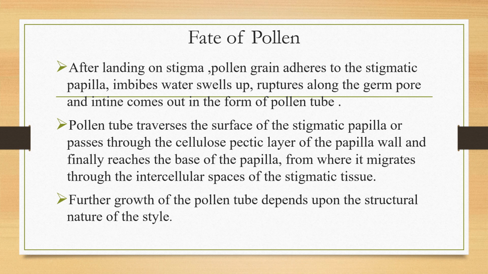After landing on the stigmatic surface, the pollen grain adheres to the papilla, imbibes water, swells up, ruptures along the germ pore, and in time comes out in the form of a pollen tube. Then the pollen tube traverses the surface of the stigmatic papilla or passes through the cellulosic pectic layer of the papilla wall and finally reaches the base of the papilla, from where it migrates through the intercellular spaces of the stigmatic tissue. Further growth of the pollen tube depends upon the structural nature of the style.